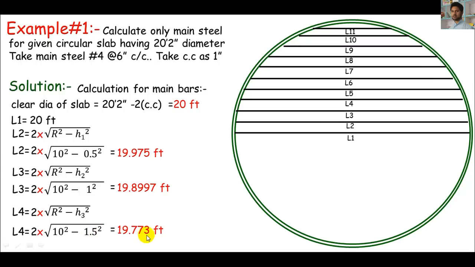I think to calculate all these will take a lot of time. So I can say just do the same method for all these, L5, L6. What will be the height? It means H4 is the distance between L1 and L5, then H5, H6, H7, H8, and so on. So do the calculations by yourself. You must get these values.